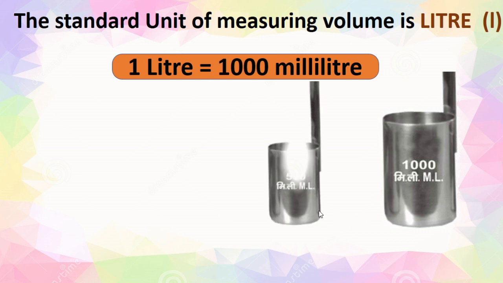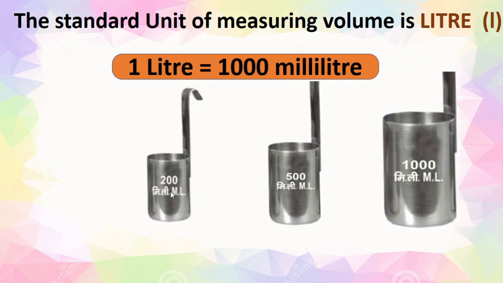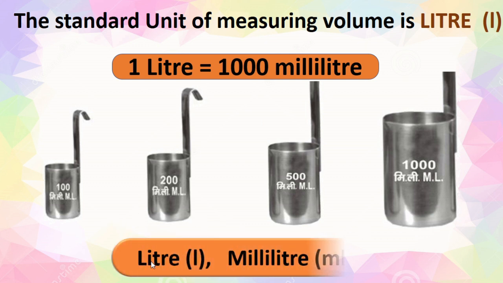Here we can see the different measures. This measures 500 ml. ml means milliliter. And this is 200 ml. This is 100 ml or 100 milliliter. These are the standard units or the standard measuring tools. And liter, the short form is L, like that milliliter, the short form is ml. Got this?